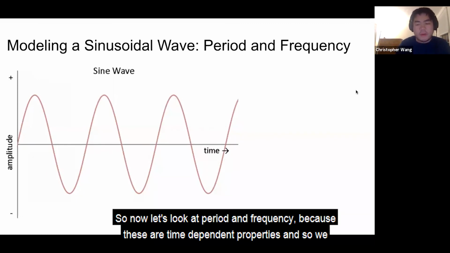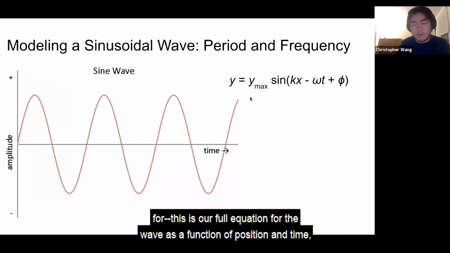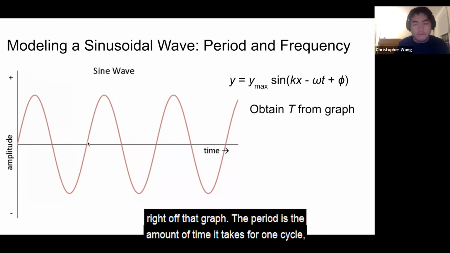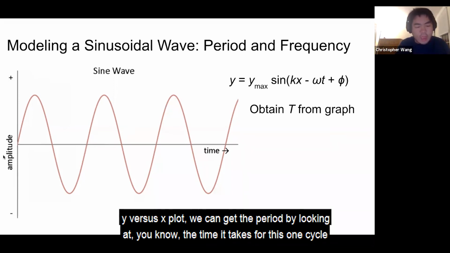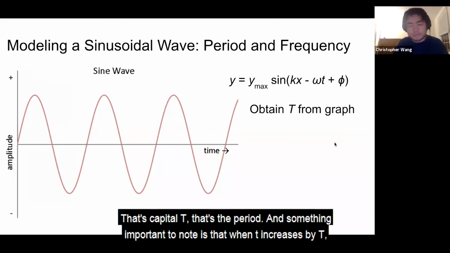So now let's look at period and frequency, because these are time-dependent properties, and so we have to model them based on our displacement versus time graph. So we have our full equation for the wave as a function of position and time. From the graph of y versus time, we can just pull the period right off that graph. The period is the amount of time it takes for one full cycle to pass through a point. Similar to how we got the wavelength in the y versus x plot, we can get the period by looking at the time it takes for one cycle to pass through our fixed point. That would just be this span of time right here. That's capital T, that's the period.